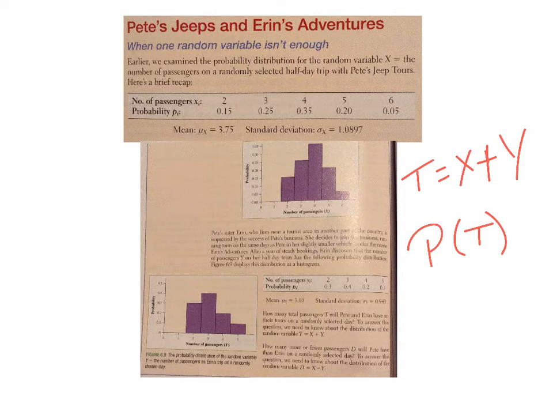For instance, in this example, they're in two completely different areas across the country from one another. So the thought process would be that the amount of passengers Pete is taking each day is not going to impact the amount of passengers Erin is taking each day. It's not like they're in the same place competing with one another and taking passengers away from each other.